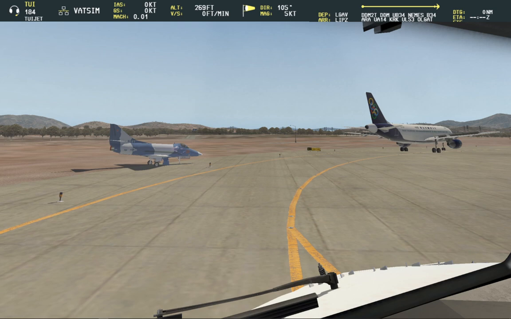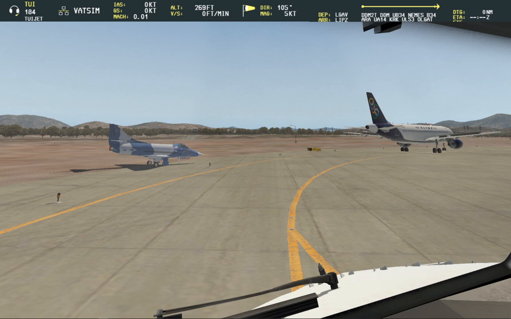Agent 712, behind departing aircraft, line up and wait runway 03 left behind. Line up 03 left behind, Agent 712. Big Bird 641, line up and wait runway 03 right. Line up and wait 03 right, Big Bird 641.